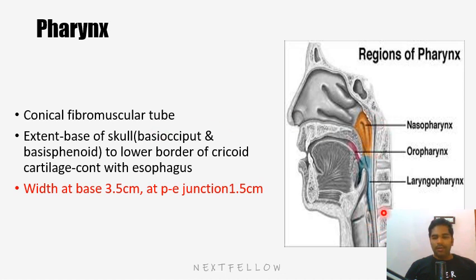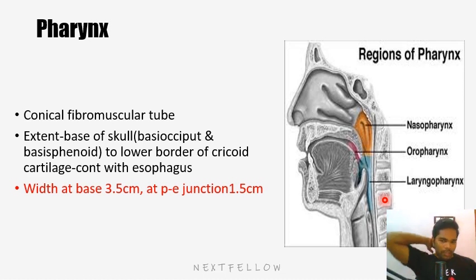And it ends at the level of the cricopharynx. So at the level of the cricoid cartilage, it ends. It extends from the skull, the basi-occiput or basisphenoid, to the lower end of the cricoid cartilage and continues with the esophagus. The width at the base is 3.5 centimeters and the width at the pharyngoesophageal junction is 1.5 centimeters. The junction of pharynx and esophagus is called the pharyngoesophageal junction, or otherwise the cricopharynx.